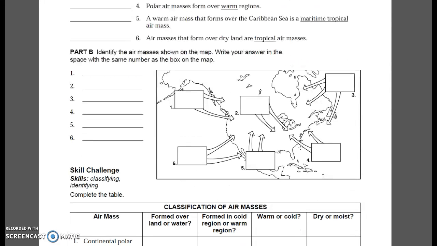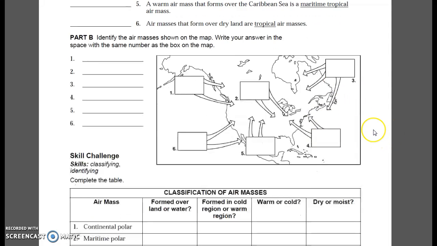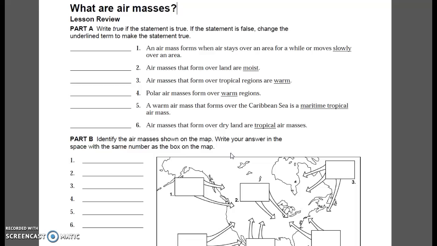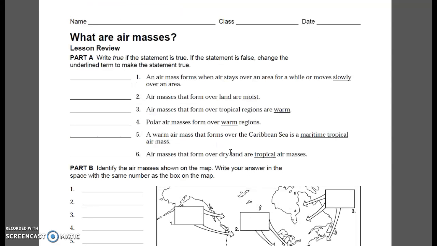For part B, you're labeling these with the appropriate names. So it would be maritime polar, maritime tropical, continental tropical, continental polar. So look at where the air mass is and determine what the name should be. Use your notes. And then down here, you answer the questions based on the name of the air mass. And if everyone finishes, then your teacher will go over the answers and then collect your work. This is for a grade, so make sure that you are all on task and make sure you turn it in with your name on it before you leave.